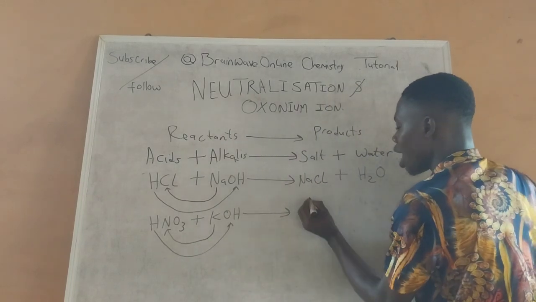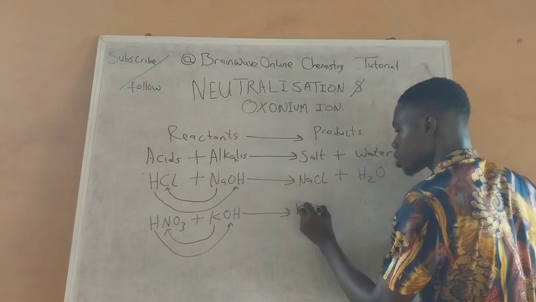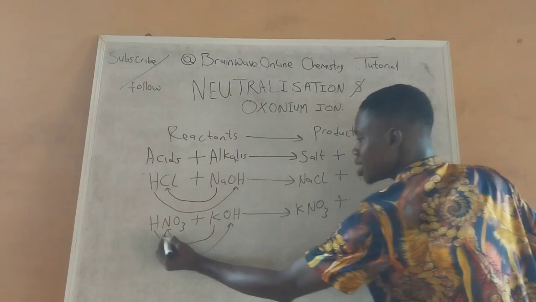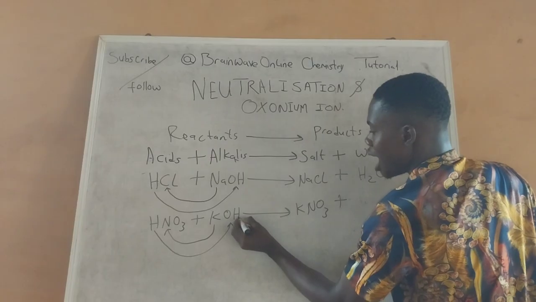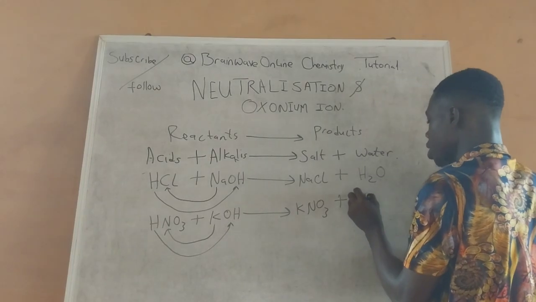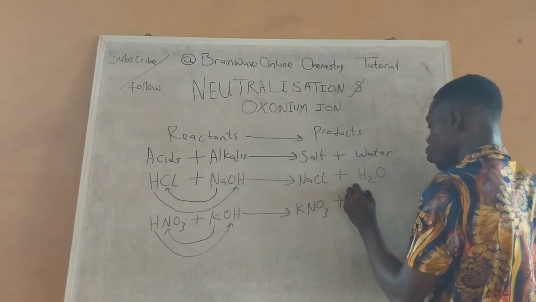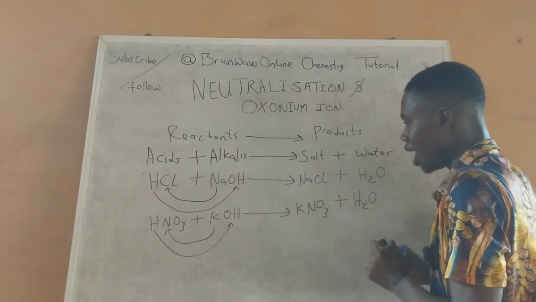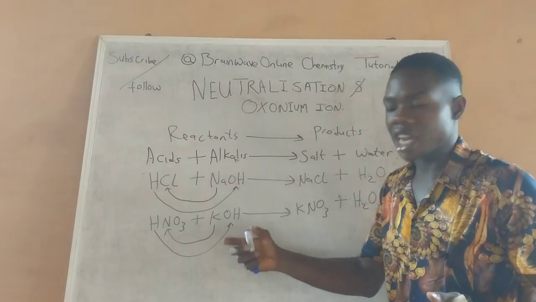So now our answer will be what? KNO3 plus the hydrogen ion reacting with our hydroxide ion, so we get our water, which happens to be H2O.